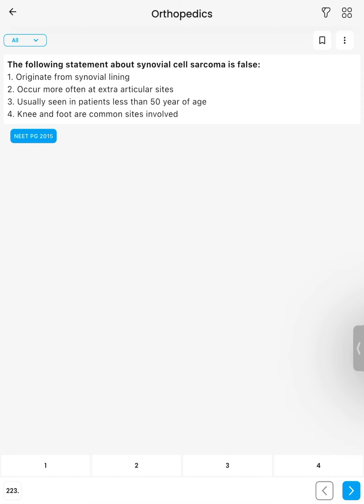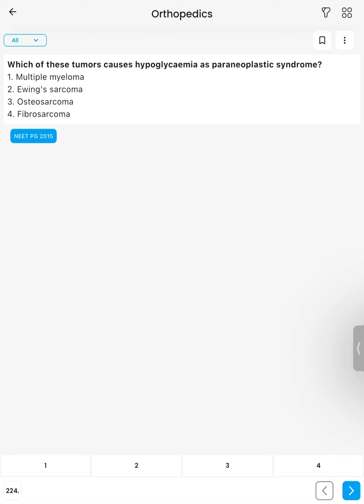Synovial sarcoma statement is false. It originates from the synovial lining. Yes, often leads to extra-articular sites? No, it involves the articular sites. Seen in less than 50 years of age, knee and foot, those are the synovial joints. So it is mainly involving those joints.